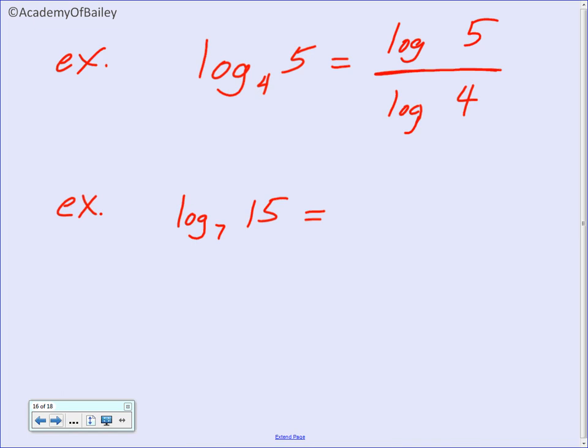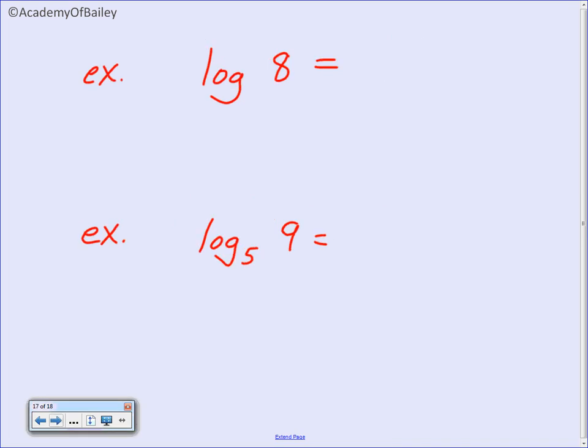Let's see if you can come up with the rest of these on your own and hit play when you're finished. So we're going to say log base 15 over log base 7. Go ahead and hit pause here. Play when you're finished, and then see if your solutions match ours.